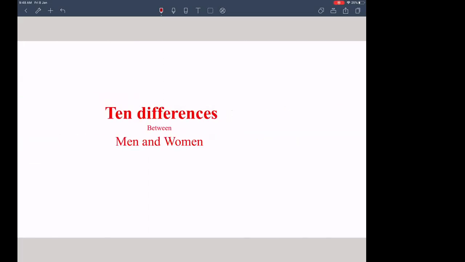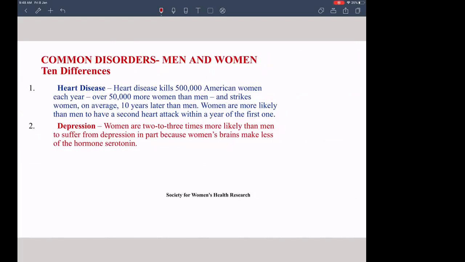Then we come to some of the differences. In fact, there are 10 differences identified between men and women. And those 10 differences which have been highlighted are: number 1, heart disease kills about 500,000 American women each year, over 50,000 more women than men. Something alarming.